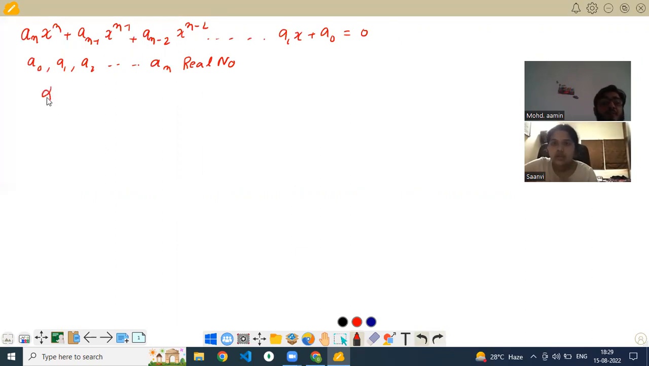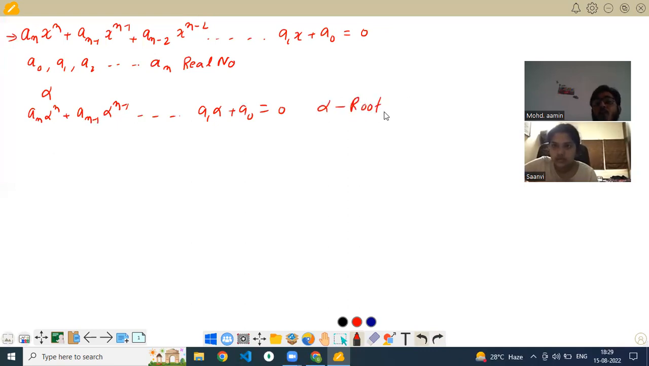Any alpha that satisfies this polynomial, such that an alpha to the power n plus a(n-1) alpha to the power n minus 1 plus a1 alpha plus a0 is equal to 0, this alpha is known as a root of the polynomial or zero of the polynomial. So all those values of x which satisfy this equation equal to 0 are known as roots.